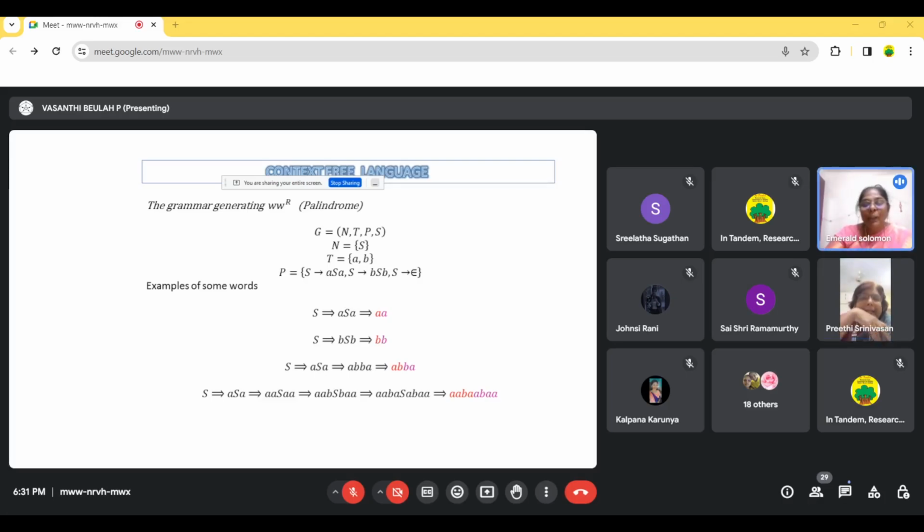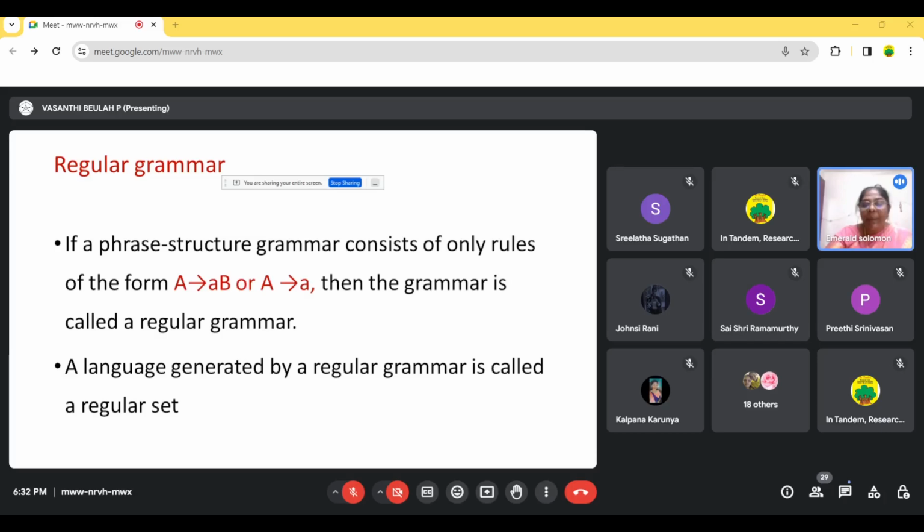So if you see here, aa is a palindrome, a and the reversal of a, bb. Then if I have ab, then I have ba. Then if I have aa, ba, again. So I am able to generate palindromic words using context-free grammar. There we had a left side non-terminal, and the right side can be any number of terminals and non-terminals for context-free. But for a regular grammar, it's very limited. The left side is a non-terminal, and the right side should have just one terminal and one non-terminal, or just one terminal. If the rule is of this form, then it is called a regular grammar, and the language is a regular set.